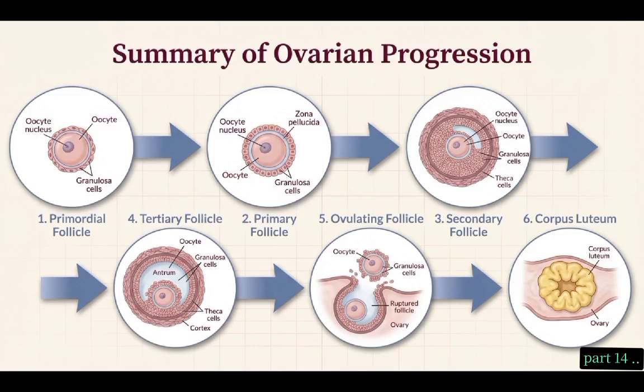Summarize everything about the ovarian stages or the ovarian process. So first, what happens? We have formation of the primordial follicle. And what is a primordial follicle? They are a flat single squamous layer surrounding the primary oocyte. Squamous means flat.